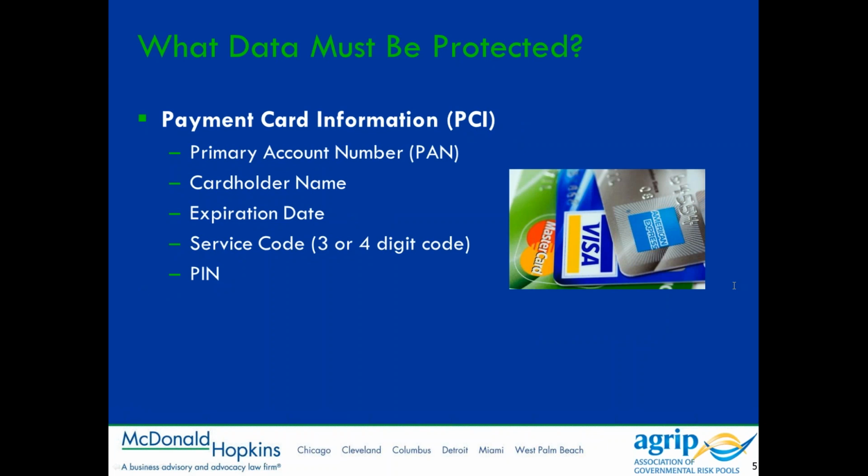So we have state laws, we have federal laws, and then we have private standards. To the extent the public entity accepts, maintains, stores, transmits credit card information or debit card information, then the PCI, the Payment Card Industry Data Security Standards, PCI DSS, come into play. And these are private standards brought on by the card brands of Visa, MasterCard, Amex, and Discover.